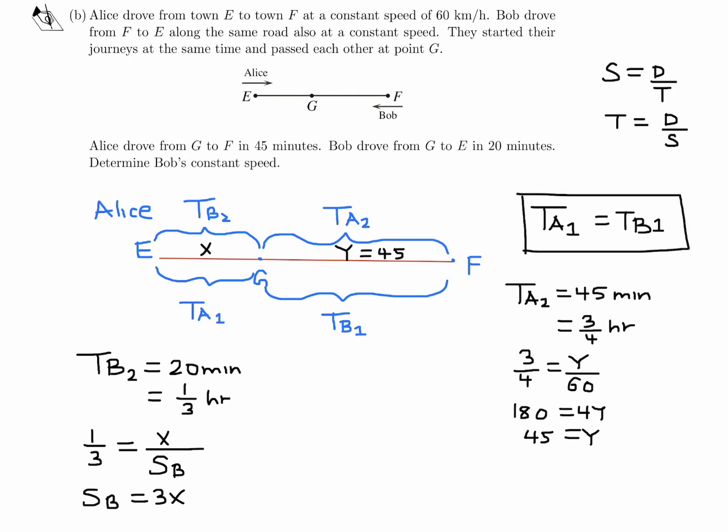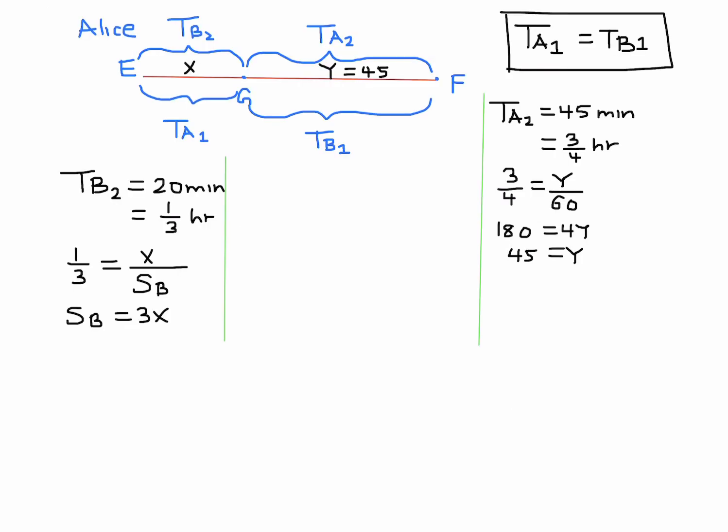Now, this is where this formula will come into play, and that will help us solve the question. So we have TA1 is equal to TB1. And TA1, if you use distance over speed, distance, of course, is x. And this is Alice, so her speed was 60. TB1, the distance is y, but we have a numerical value for y, it's 45. And the speed, it's Bob's speed, which is speed of Bob, SB. Cross multiplying, we get x SB is equal to 45 times 60.